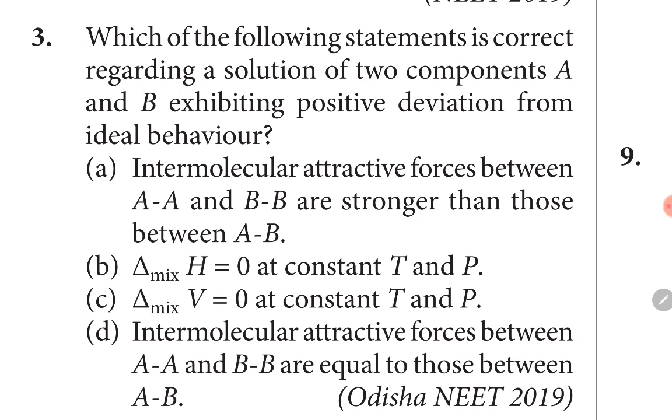Guys, यहाँ पे some examples of positive deviation are ethyl alcohol and water, acetone and ethyl alcohol, and finally acetone and benzene. So guys, with this we have completed this question and also this video.